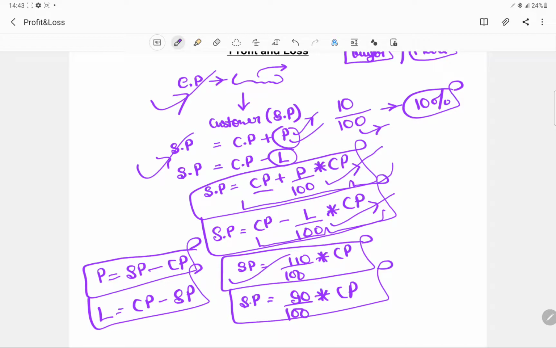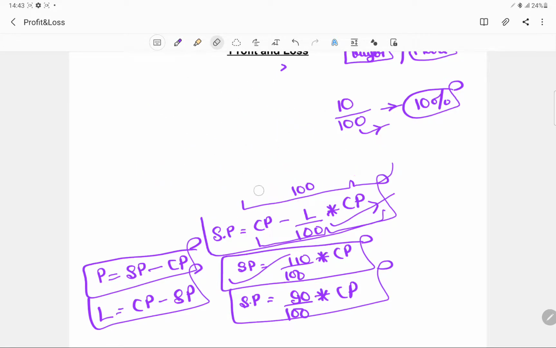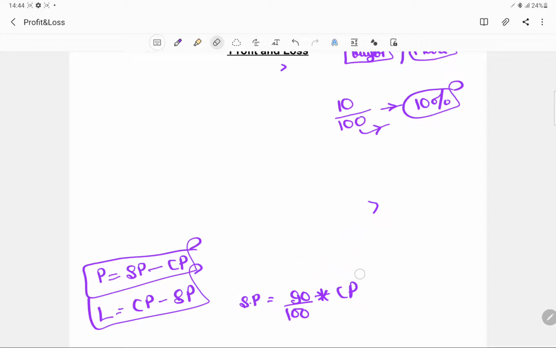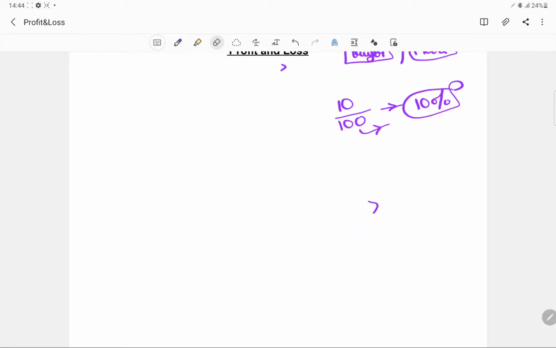Okay, so this is the very basic part that we have gone over here. We had studied all about what is profit, what is cost price, what is selling price, and all that.